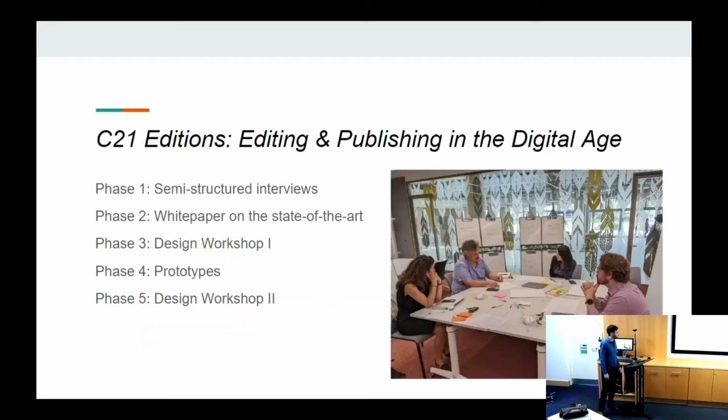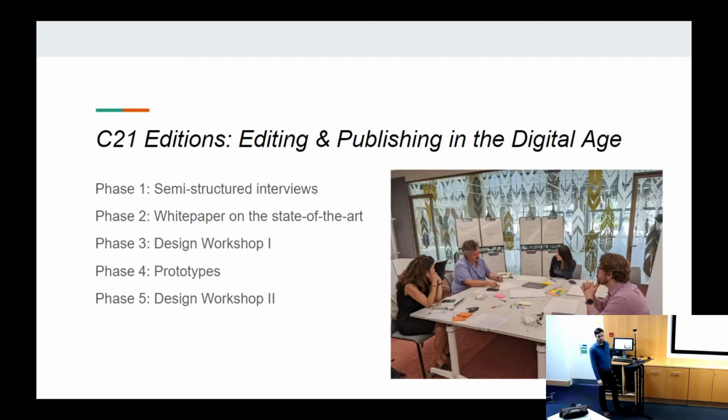So, how are we doing this? We did about 50 semi-structured interviews with people who have worked with digital editions in various forms. That's about 50 hours worth of material that we draw from, and that will also be a really important primary source for other people to draw from when they want to understand how the field has evolved. We're writing a report on the state of the art.